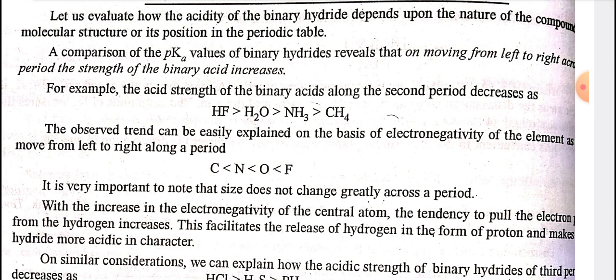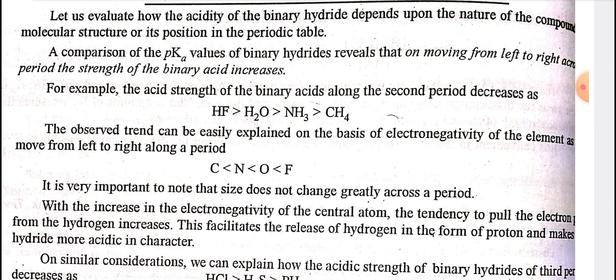Let us evaluate how the acidity of binary hydride depends upon the nature of compound, its molecular structure, and its position in the periodic table. Comparison of pKa values of binary hydrides reveals that on moving from left to right across a period, the strength of binary acid increases. Acid strength of binary acids along the second period decreases as HF, then H2O, then ammonia, then CH4.